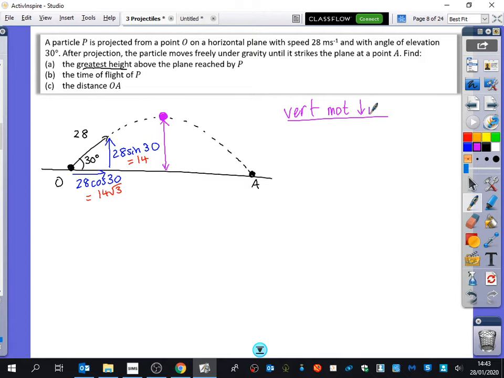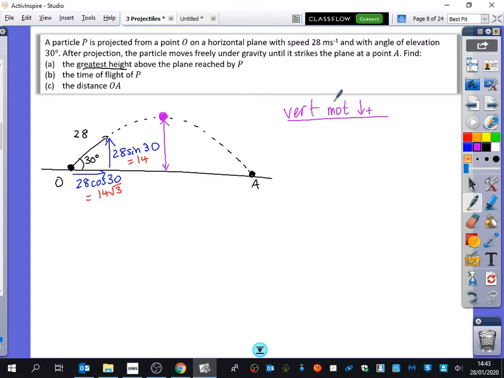If we do downwards as positive, what should you anticipate about your answer for the displacement? Yeah, the maximum height you should imagine getting is negative because it's gone from here upwards. And we've said downwards is positive. So if I get a negative answer, I'm going to be happy, okay?